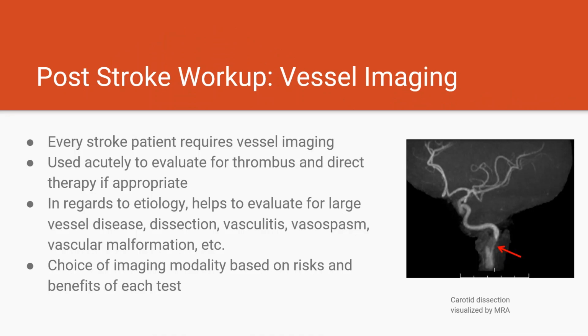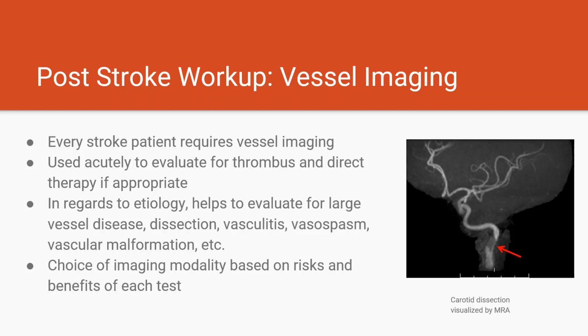So really every stroke patient is going to get vessel imaging no matter what. Vessel imaging, as I talked about in the acute stroke lecture, is used in the acute setting to evaluate for thrombus and allows us to direct therapy such as TPA or thrombectomy. But it's actually also really helpful in helping us determine stroke etiology. So it helps us look for things like large vessel disease, as well as lots of other causes, including dissection, which you can see here on the right, vasculitis, vasospasm, and more.